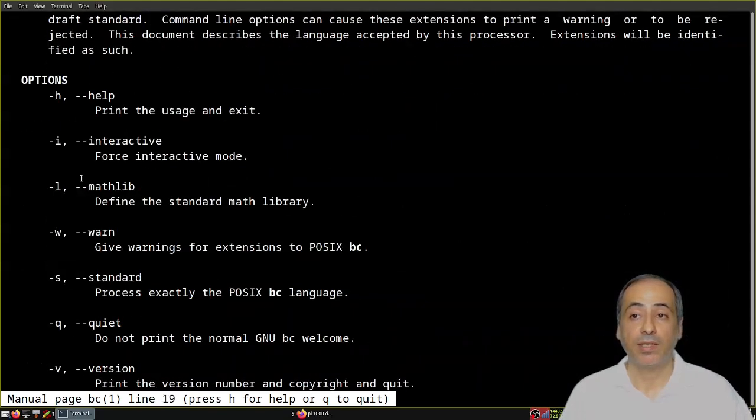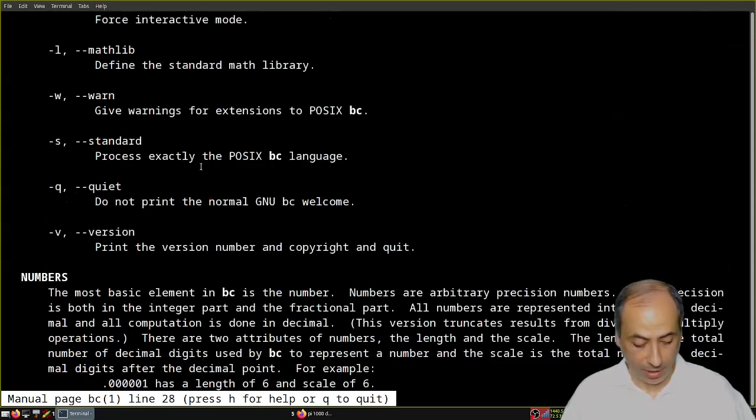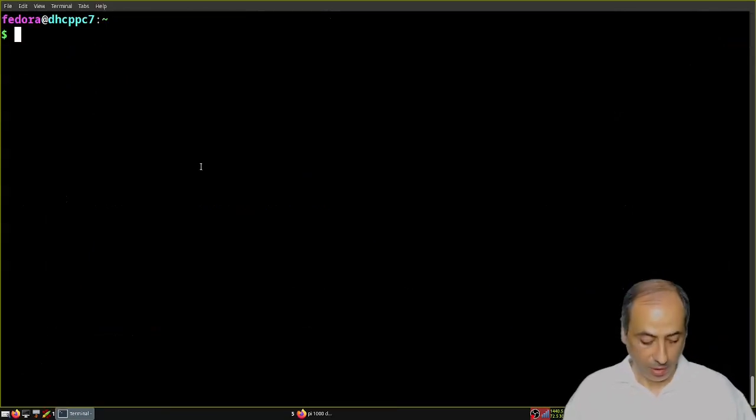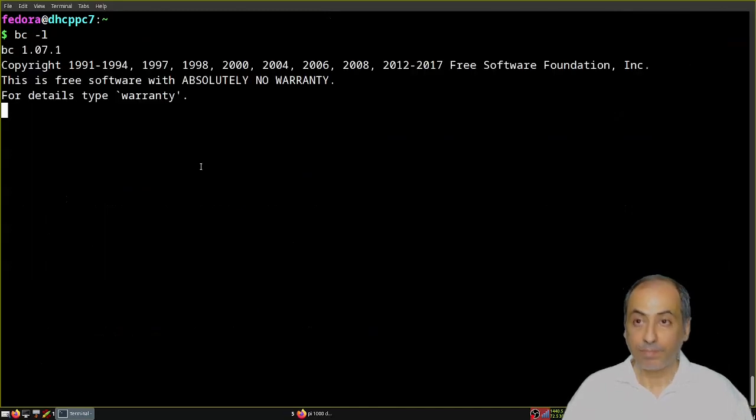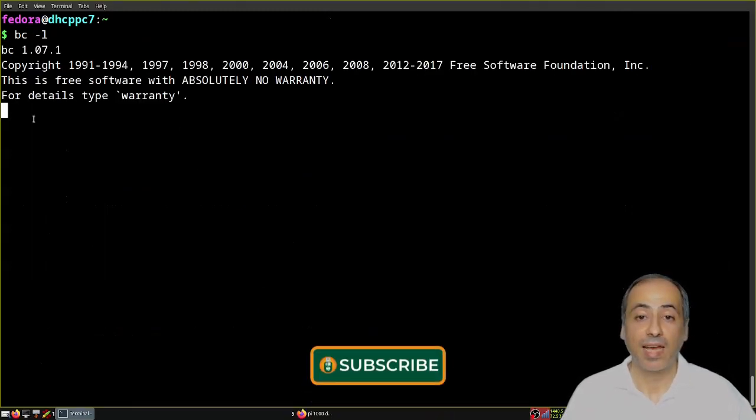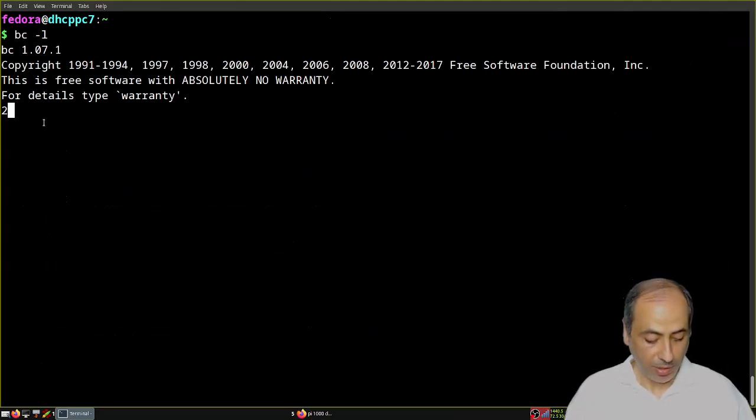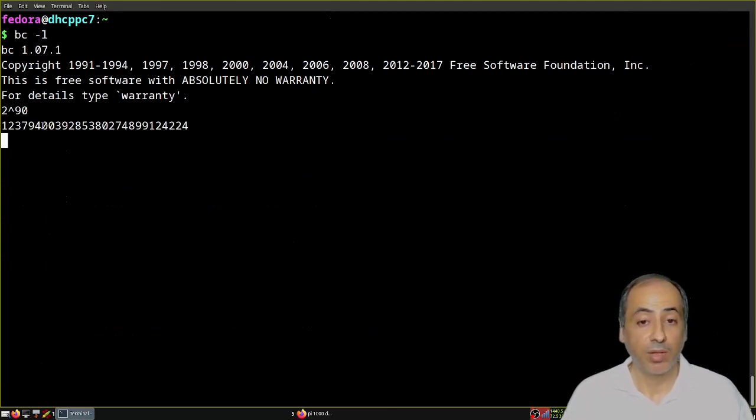And if you notice here, there are options, and with -l you get the math library, which gives the sine, cosine, and all the stuff involved in the process. So to cut the story short, if I want to calculate, let me quit here. I run bc -l, and I get inside the shell of bc. Let's say I want to calculate 2 to the power 90. I get it directly without going into any web browser, without anything.